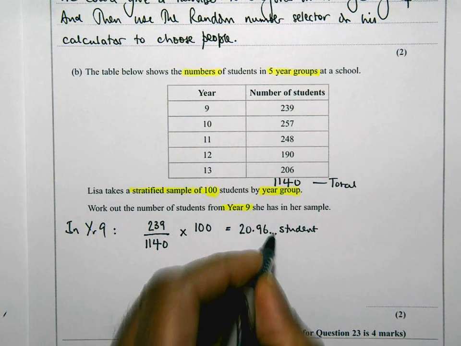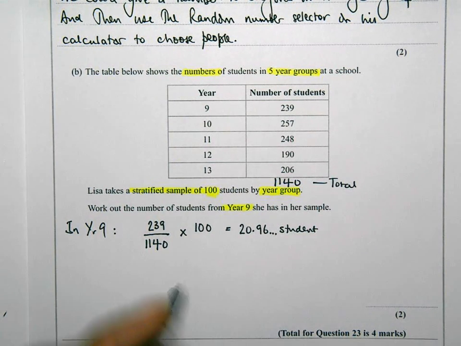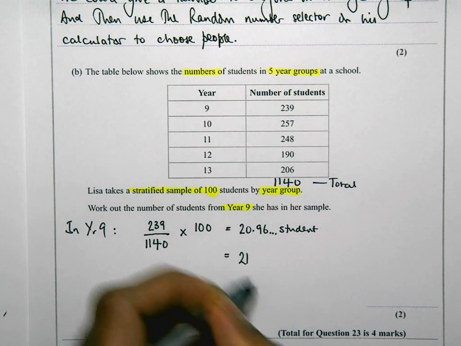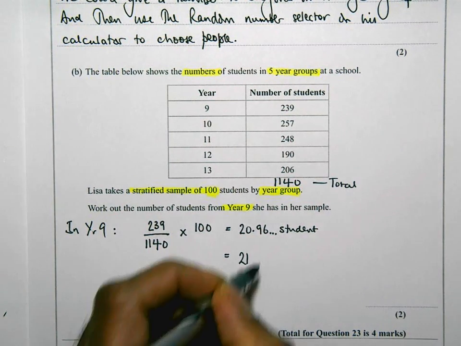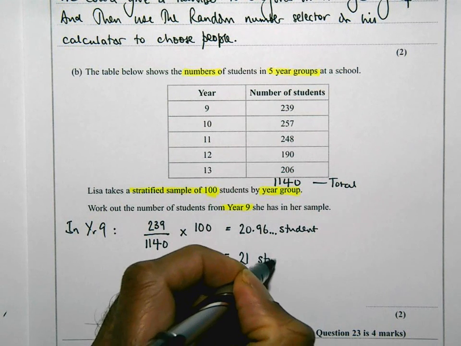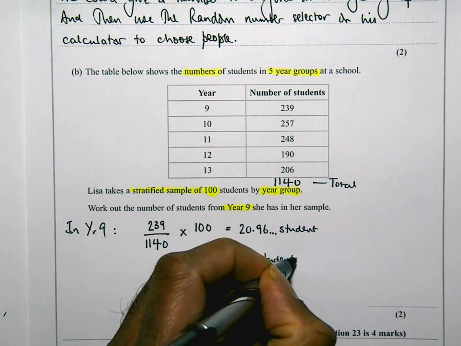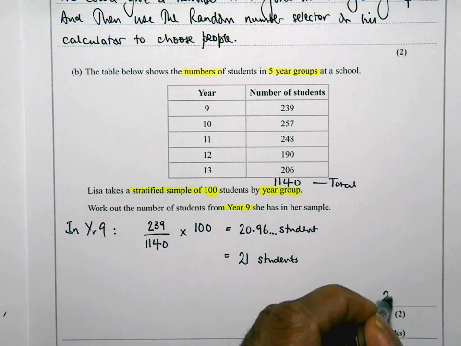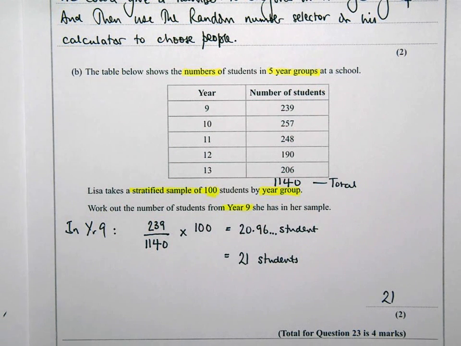So the number that she's going to have to pick, if she rounds up to the nearest whole, is 21 students from year 9 in her sample of 100, so that it is properly stratified. So in the answer space, I'm just going to put 21. You could write 21 students, but in this case, that will get me full marks.